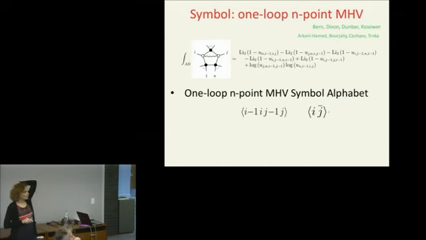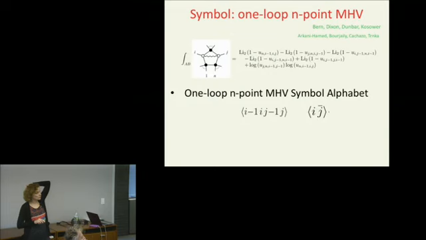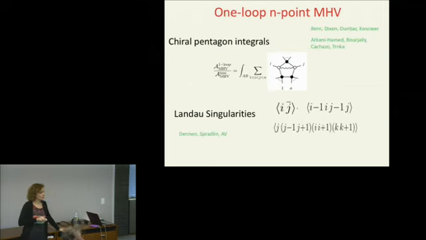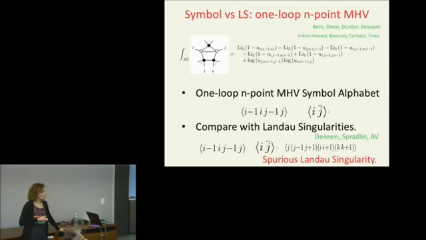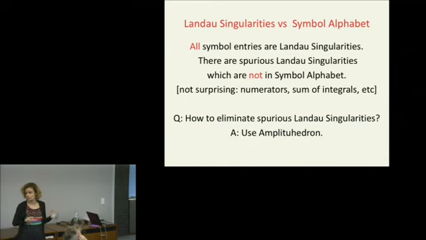Now, we also know the answer for this integral. This is some weight-2 function. Again, I'm not giving you details, there's no point in doing that in the talk. However, if we take the symbol, we get only that these 2 letters appear. So we got a few too many from here. We make this comparison, and we get a spurious Landau singularity. It seems that there's not a one-to-one map.